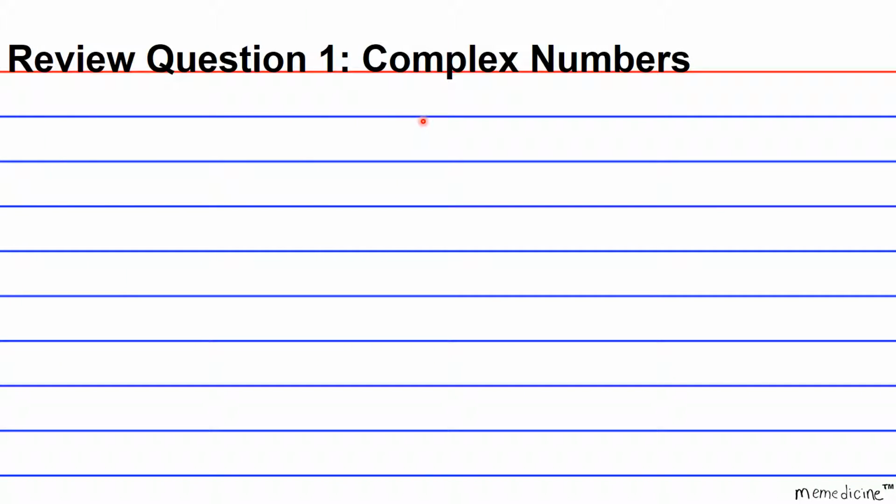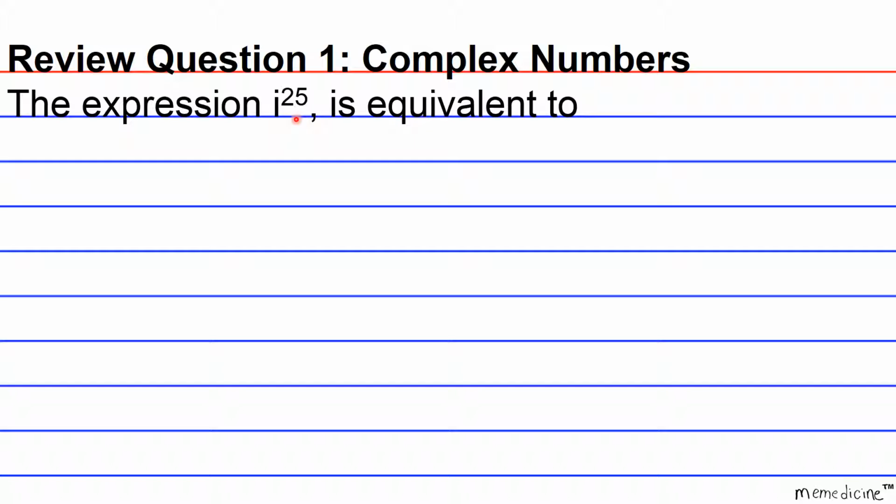Review Question 1, Complex Numbers. The expression i raised to 25 is equivalent to 1) 1, 2) -1, 3) i, or 4) -i. Definitely press pause if you need to, and I'll give you a moment to think.